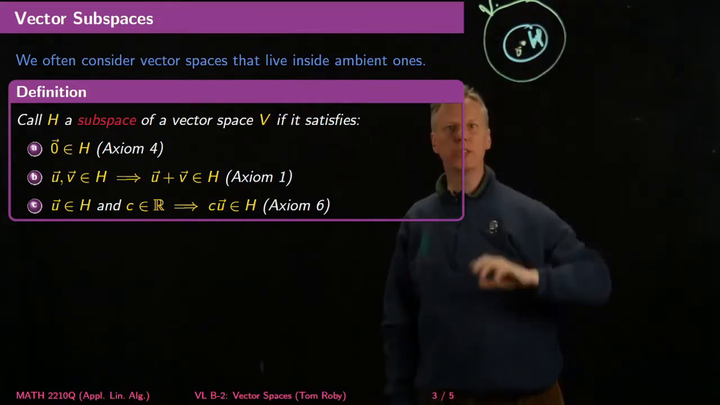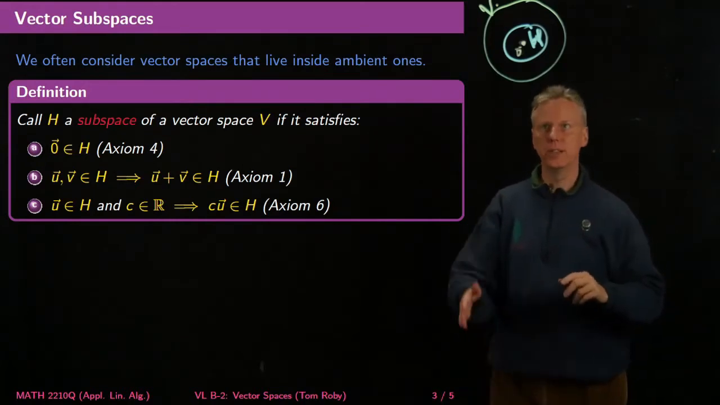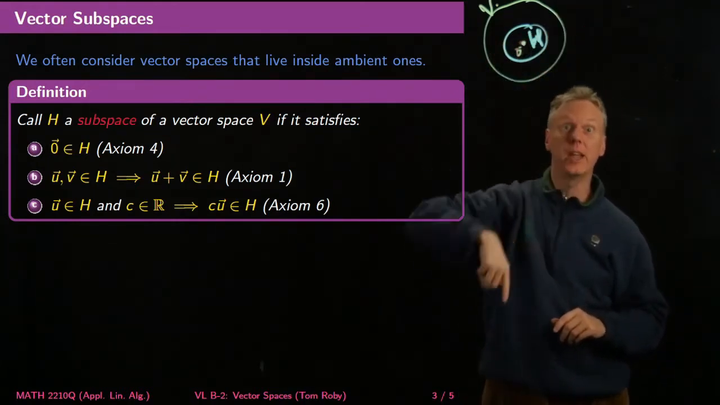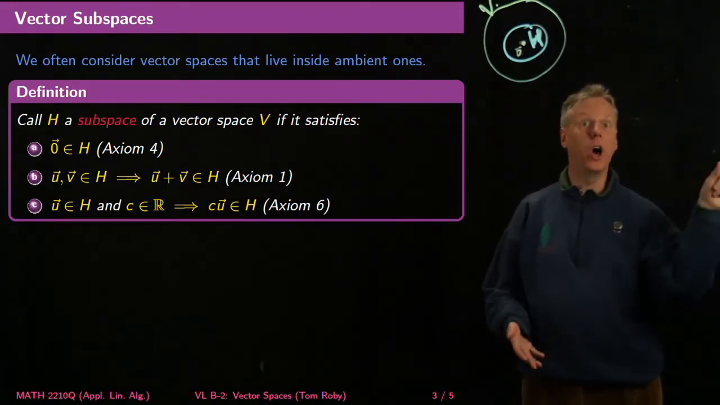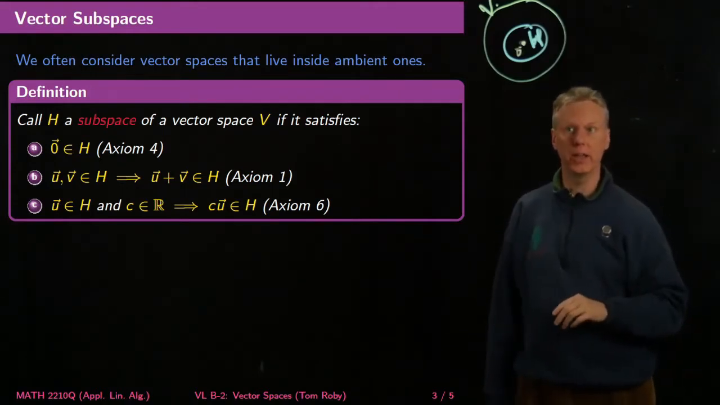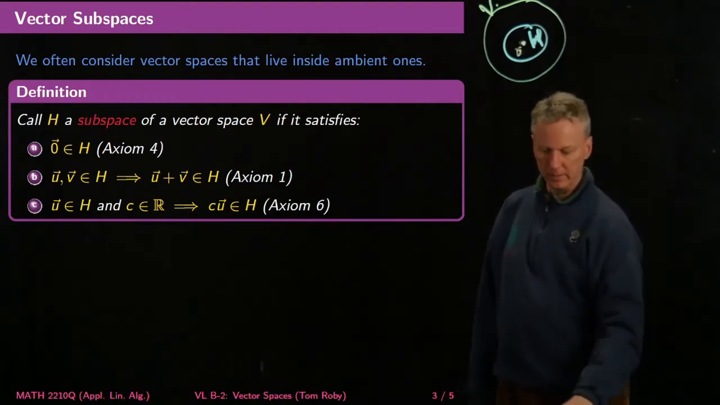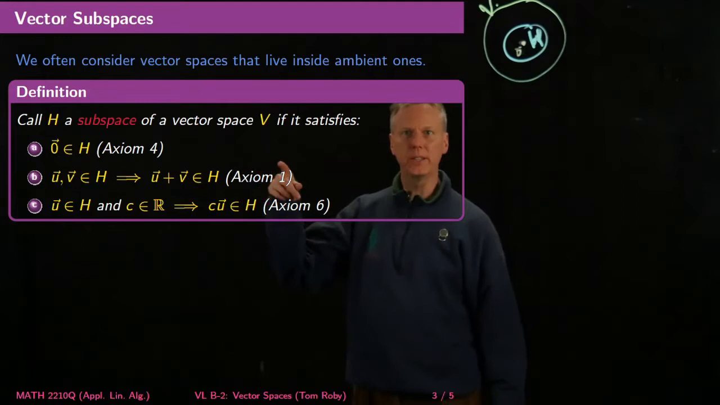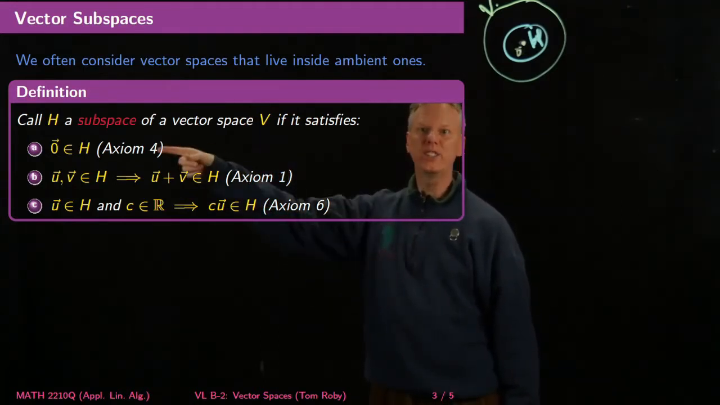So there's a way in which this blob is not a very realistic picture, because it's clear that just geometrically I could take some vector in here and rescale it and end up outside. So really, a vector subspace might look like a line in R2 or R3, or a plane in R3, something like that. So we'll see some more examples in a minute. But so those are the three things. It has to be closed under addition, closed under scalar multiplication, and it has to be non-empty.